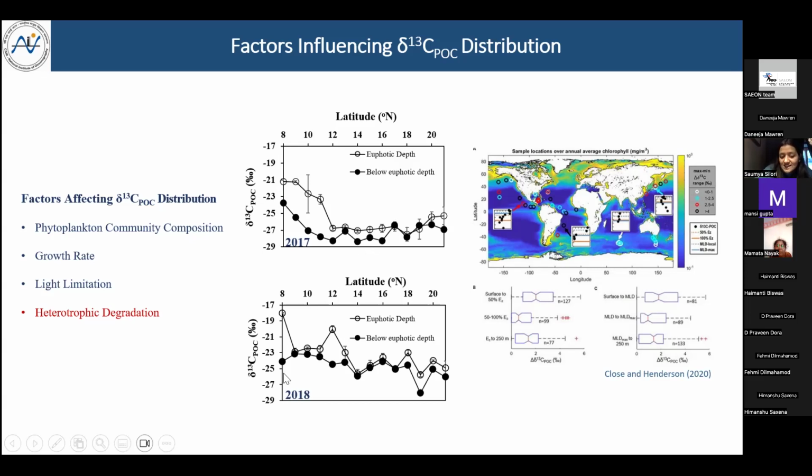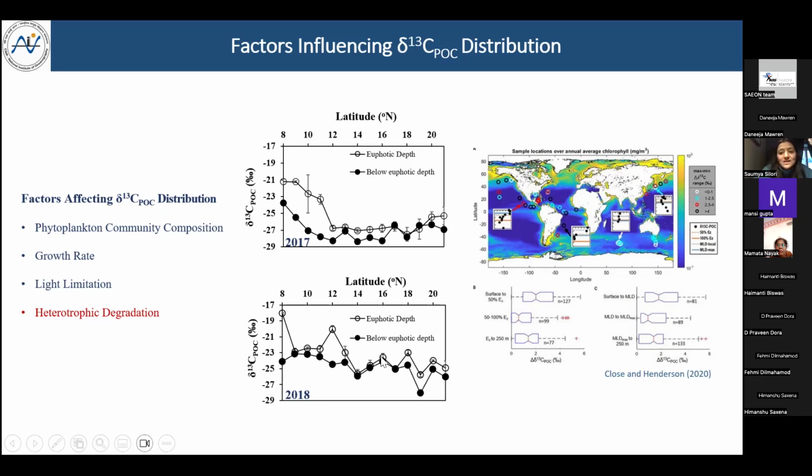We did a similar exercise with a similar transect when we sampled it again in August 2018, and we see that even though the change is not as drastic as what we observed in 2017, for most of these stations there seem to be lower values below the euphotic depth.